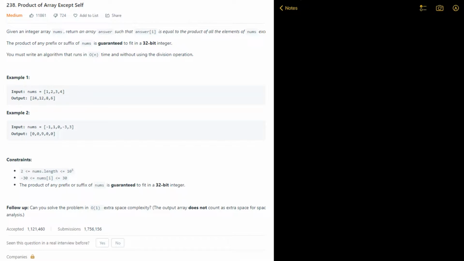So, given an integer array nums, return an array answer such that answer index i is equal to the product of all the elements of nums except nums index i. Okay, and we got some other things here.